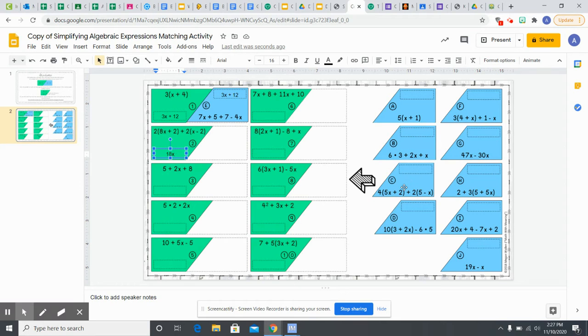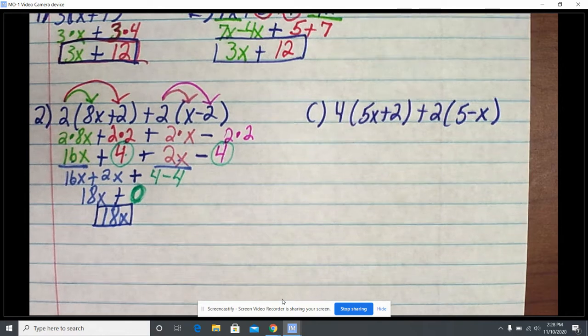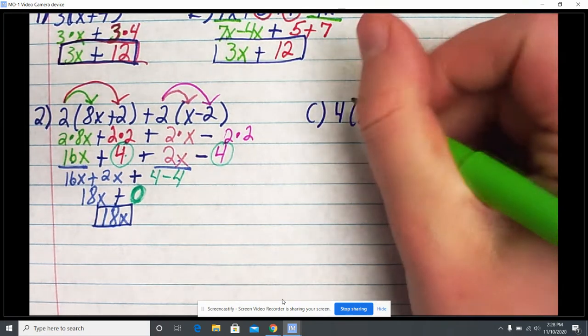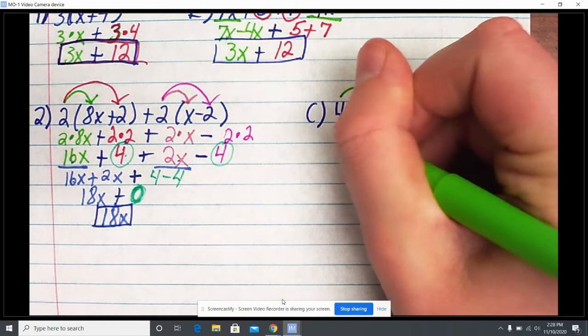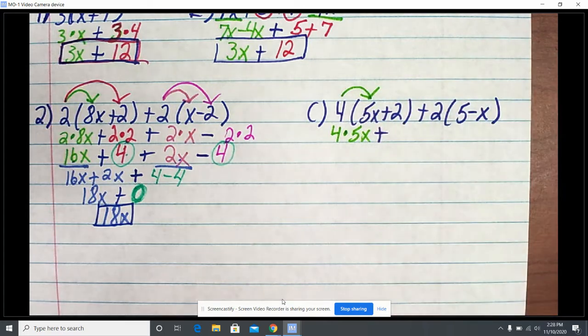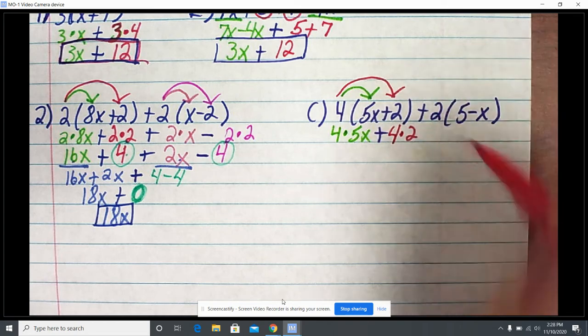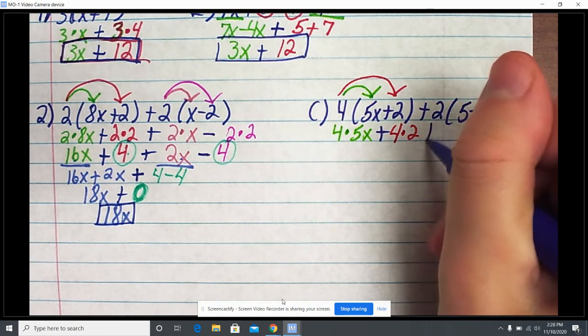Okay, so we're going to look at C now. So, C, got 4 parentheses 5x plus 2 plus 2 times 5 minus x. Alright, head on over. Okay, I'll start with this first distribute property over here. So distribute out my 4 with my 5x, which means I'm taking 4 times 5x. So there's a plus sign in here, so I can do plus. And then distribute out 4 with my 2, which means I'm taking 4 times 2. I got a plus sign right here, so I'm dropping that down.